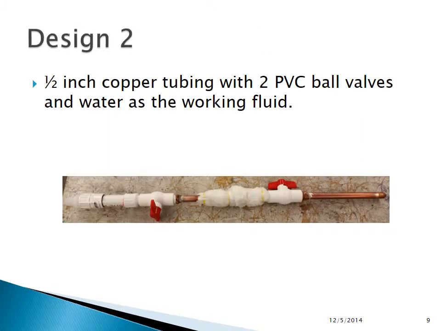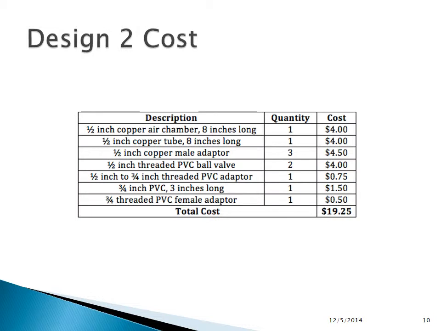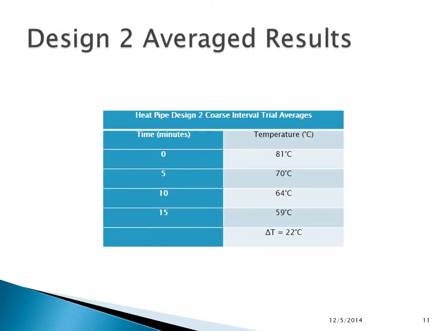Here's design 2. It is also a water-operated heat pipe utilizing only 1/2-inch copper tubing, as well as 2 ball valves. Total cost of fabrication here was $19.25 and averaged a temperature change of 22 degrees Celsius.